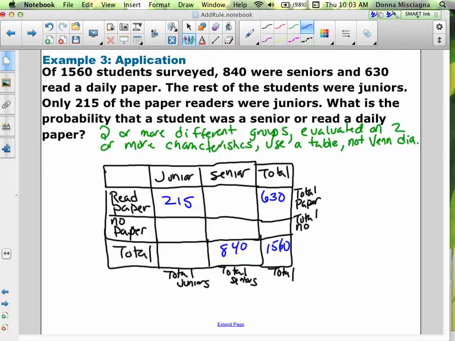Do you want me to come back to you? Call on someone else? I'll come back to you. All right, 415 for seniors for red paper. You are correct. Does everyone see how that 215 and 415, when we add those together, equal 630? All right, want to try again?